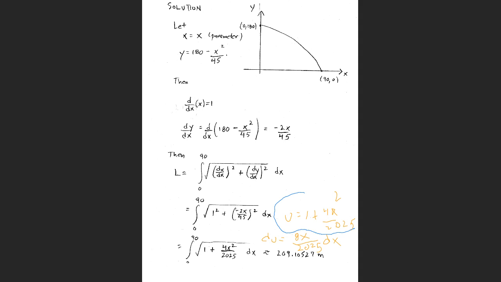By letting u equals 1 plus 4x squared over 2025, this becomes a u here, okay? And then du is 8x divided by 2025 dx. But are we going to be able to replace the dx using this substitution? Will it work, the substitution?